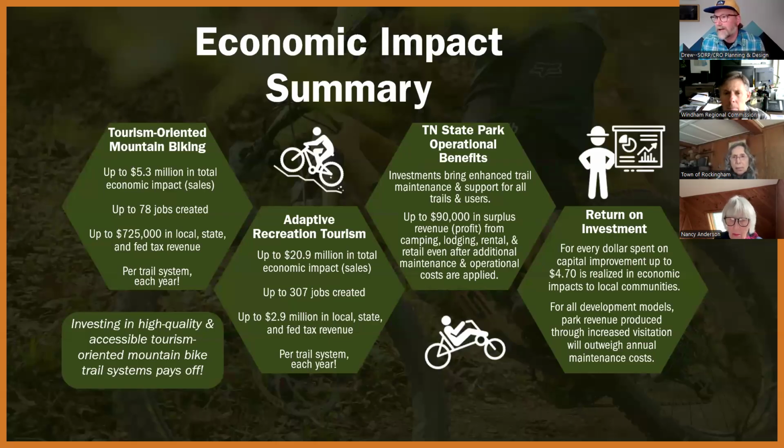And like I mentioned, their adaptive recreation quickly overshadowed the economic impact of mountain biking. Mountain biking showed up at about 5 million, whereas adaptive recreation showed up at over 20 million. We also found that every single one of these systems would bring financial benefit to Tennessee State Parks.